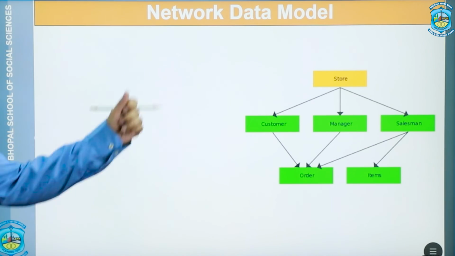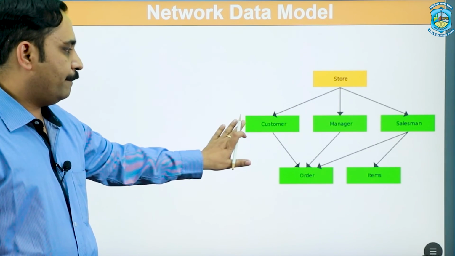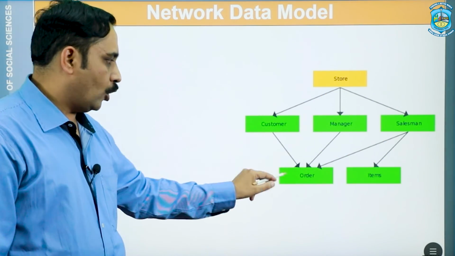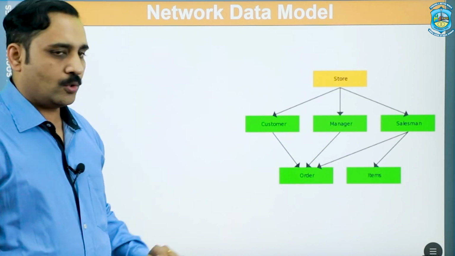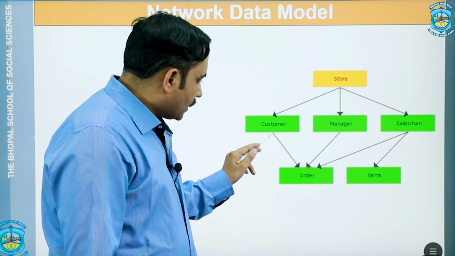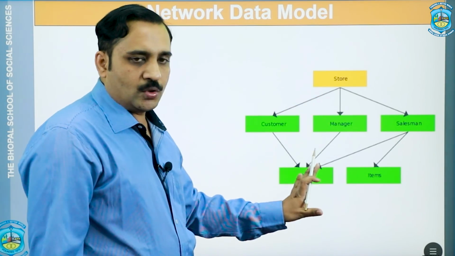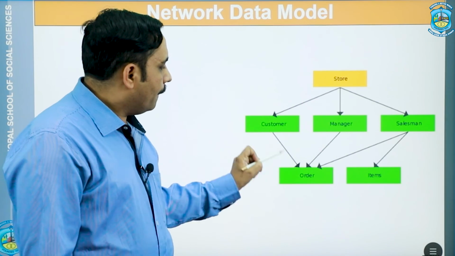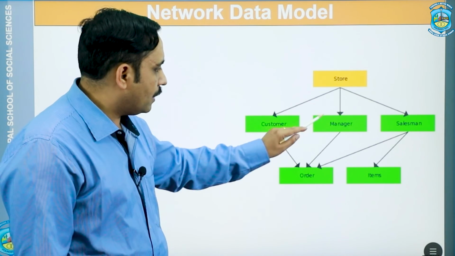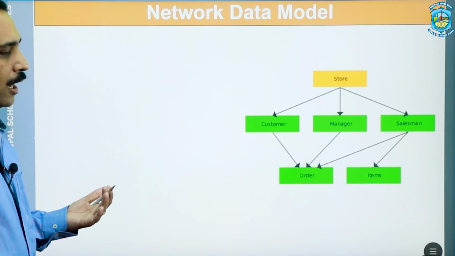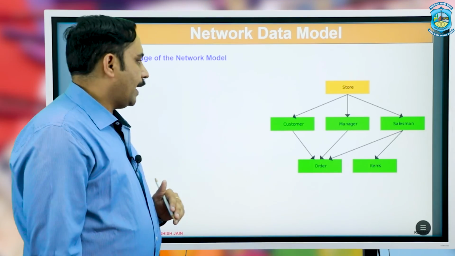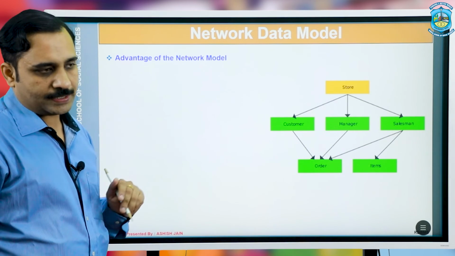Let us take another example. We have a store. A store can have customers, manager, and salesmen. Customers can place orders. Manager can also place orders. Salesman can also place orders. Salesman is connected to items and orders. Customer can place orders. So this is a kind of association. Here, if you see, we have more than one parent to a particular node. Here order has customer, manager and salesman. So if you allow more than one parent, this is called a network model. This is also a hierarchical kind of structure, but instead of a tree, it uses a graph.